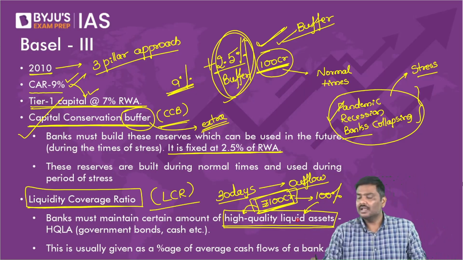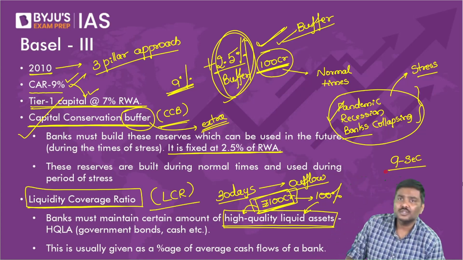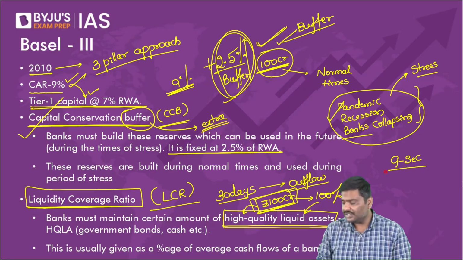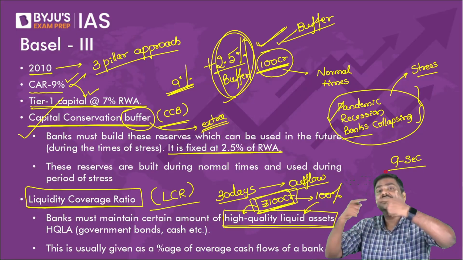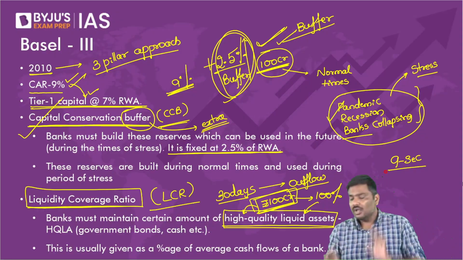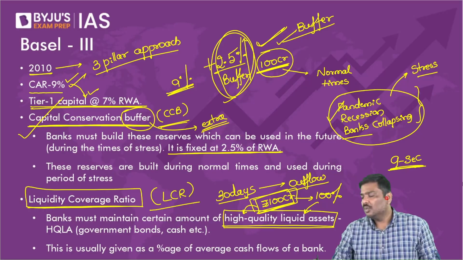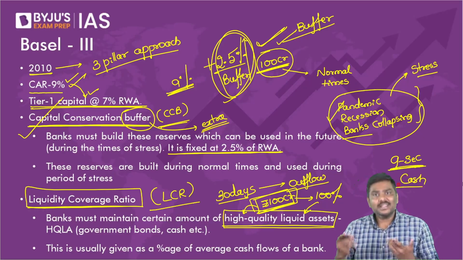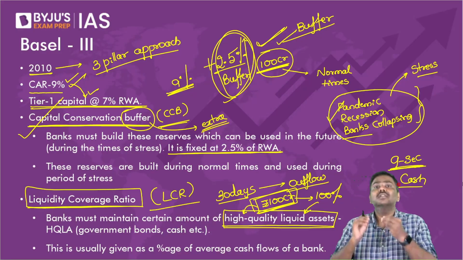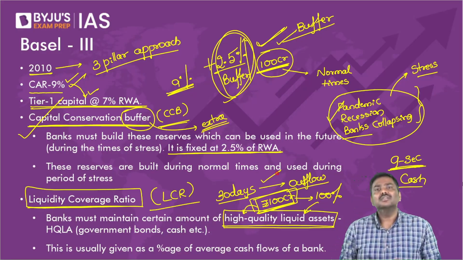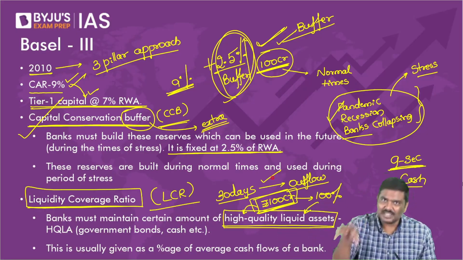For example, G-Sec. Can I say G-Sec has a very high liquidity feature? Liquidity here means how quickly you can convert it into money. Yes or no? G-Sec has high quality liquidity. What about cash? Cash itself is liquid, so there is no question of converting it into money. Now the question is why. Sir, why should we estimate and keep this much amount of high quality liquid asset?